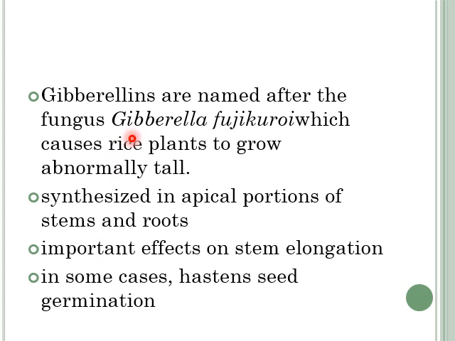Gibberellins are named after the fungus Gibberella fujikuroi, which causes rice plants to grow abnormally tall, which looks like foolishness. They are synthesized in the apical portions of stems and roots, meaning in the apices. They have important effects on stem elongation and in some cases hasten seed germination.